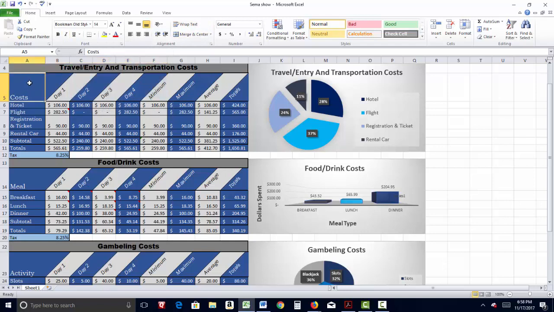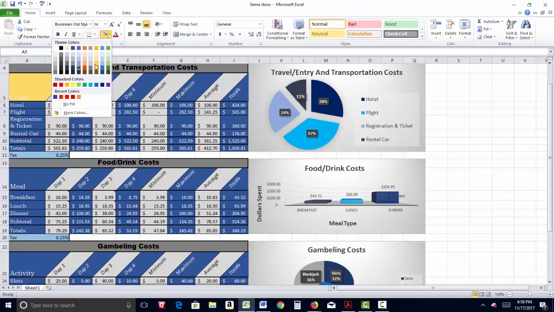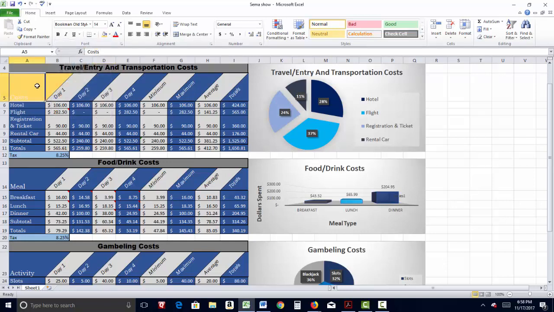These colors are your fill. So how he did that was he went to the fill button here and he chose the color blue. You could change any color you want, and that fills your cells with color.